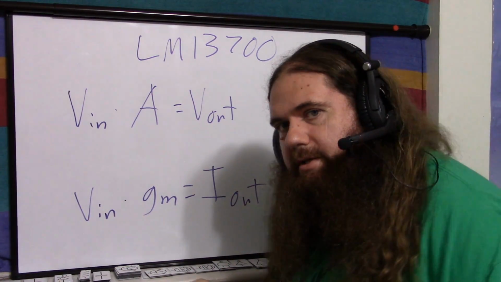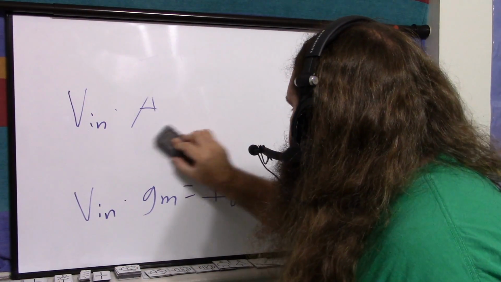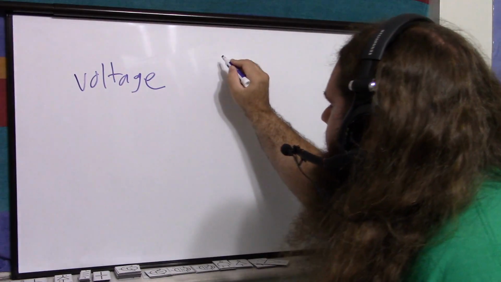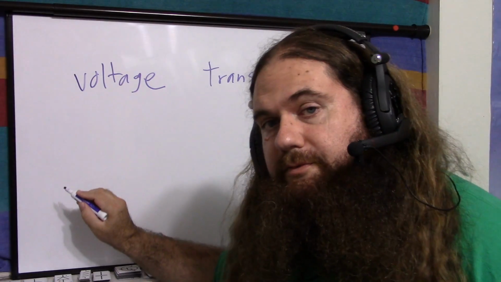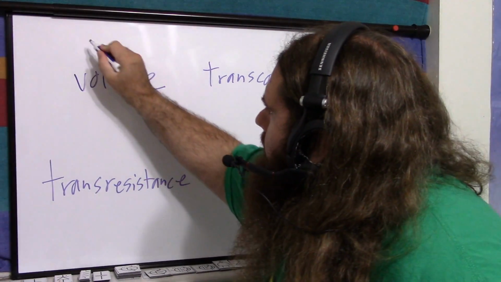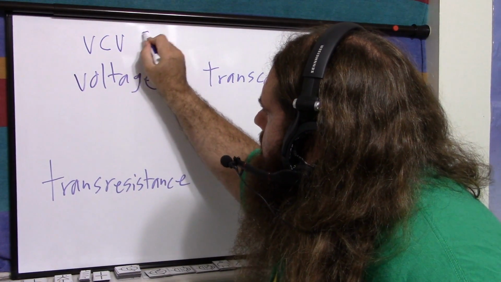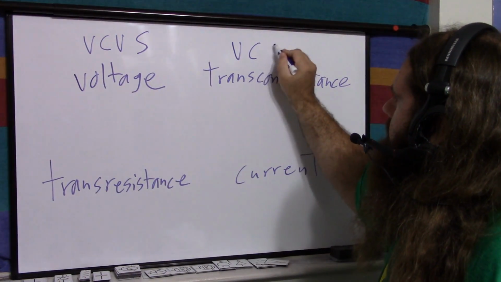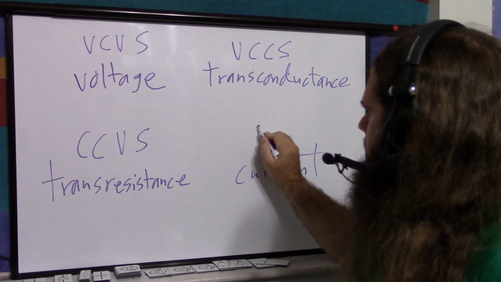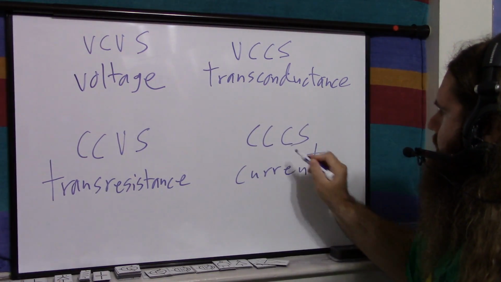What in the Sam Hill is transconductance? So here's the thing. There are 4 types of amplifier: voltage, transconductance, transresistance, and current. Another name for these is a voltage-controlled voltage source, a voltage-controlled current source, a current-controlled voltage source, and a current-controlled current source.